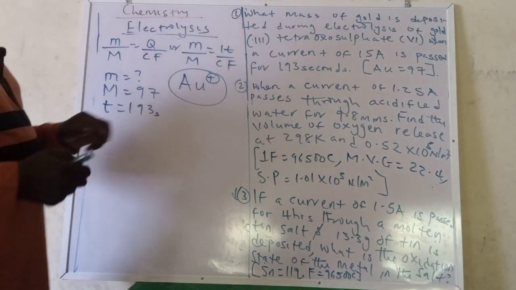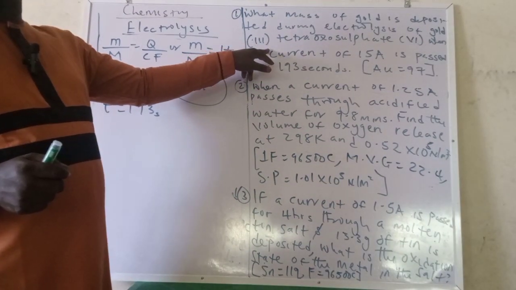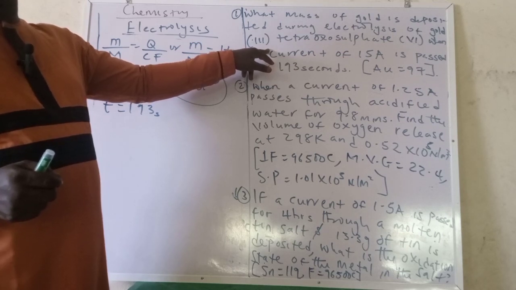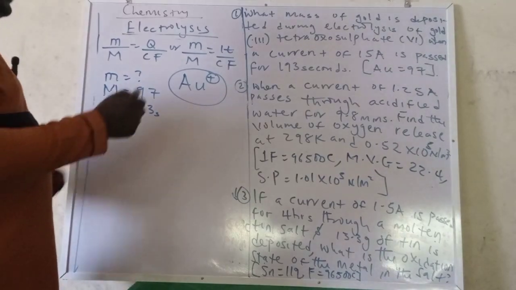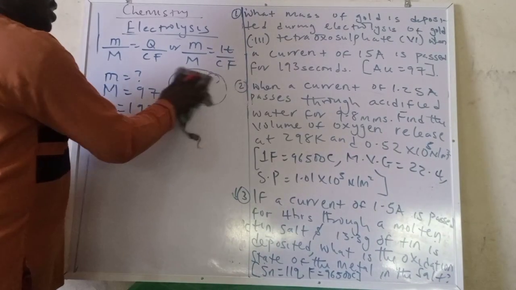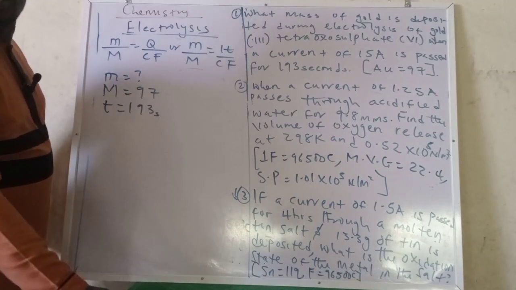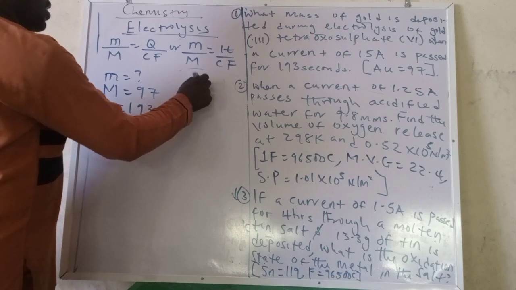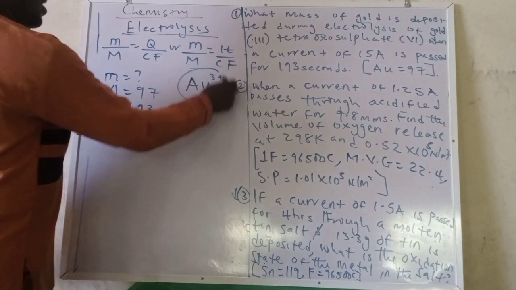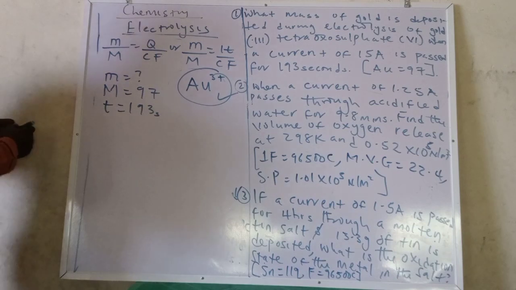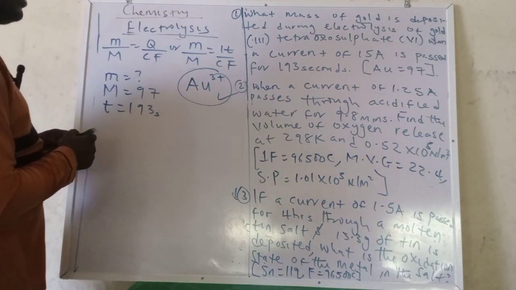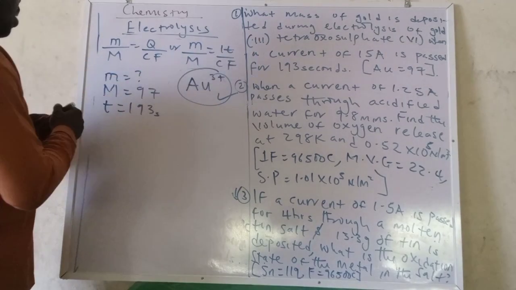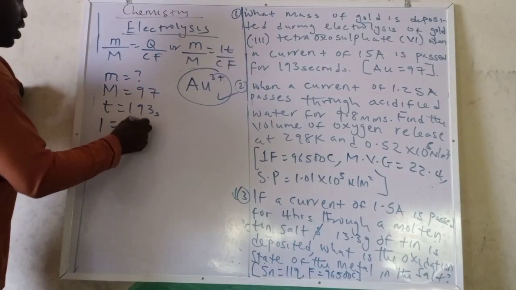But here, are we going to say it's 1? Look at it. So it's not 1. Silver carries 1 charge, but gold here carries 3. So we are going to look at that. And then we're also told the current, 15 ampere.